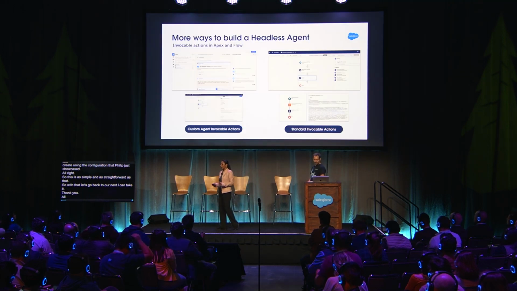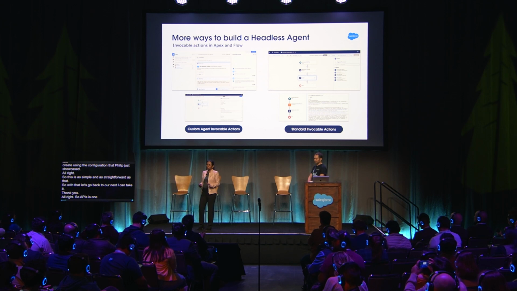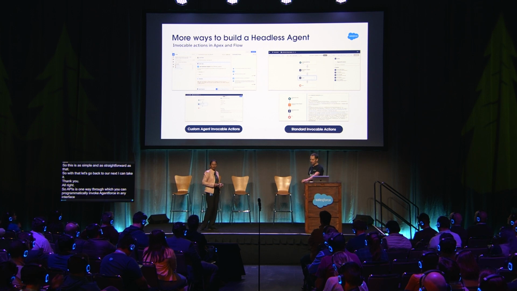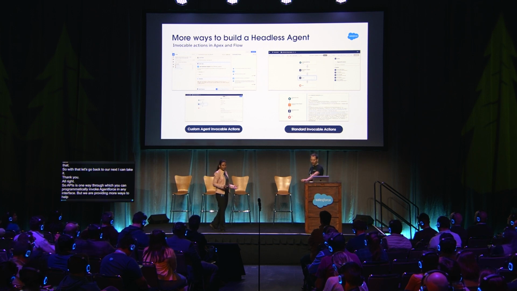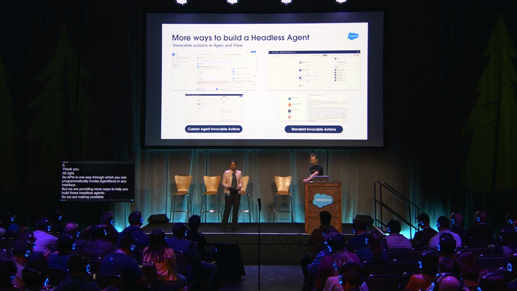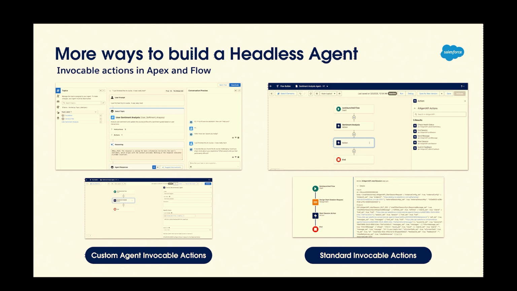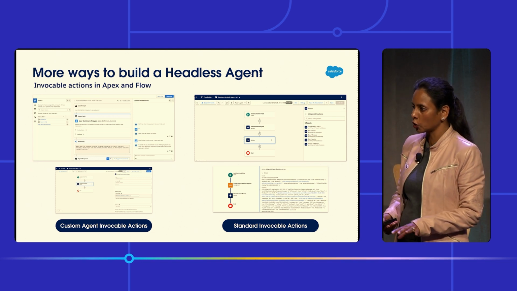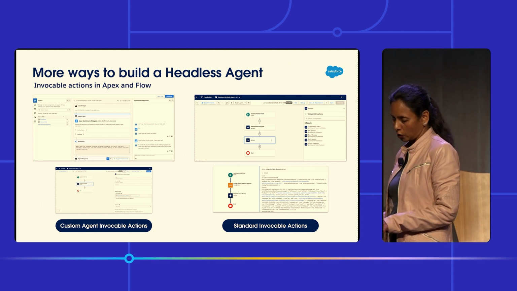All right, so APIs is one way through which you can programmatically invoke Agentforce in any interface, but we are providing more ways to help you build these headless agents. So we are making available custom agent invocable actions that you can embed in your flow or your Apex to invoke these headless agents. This feature is also generally available at present. And then we are working on also providing standard invocable actions. This is currently in pilot, and we are looking to ship this as well very, very soon for general availability.